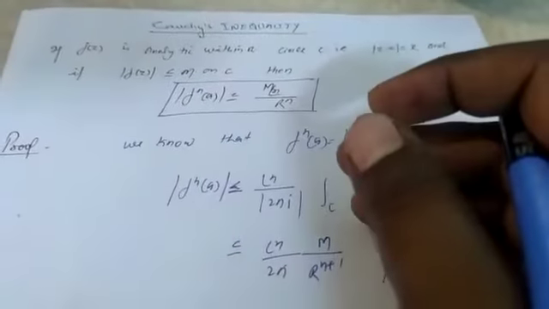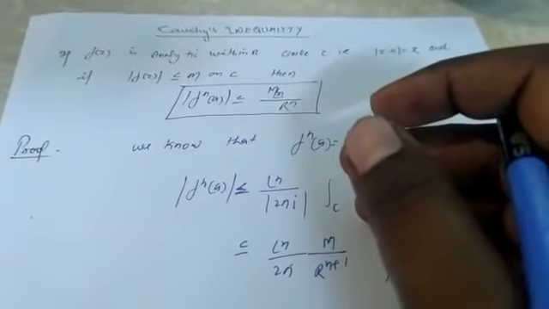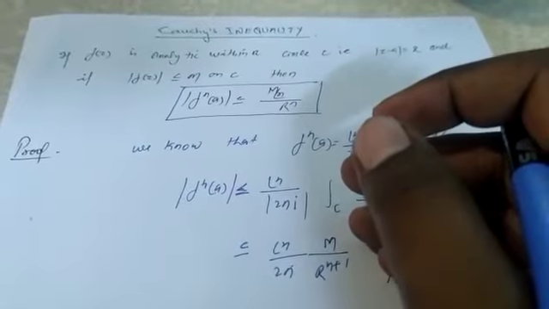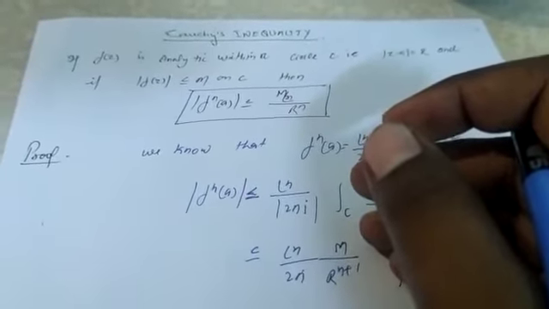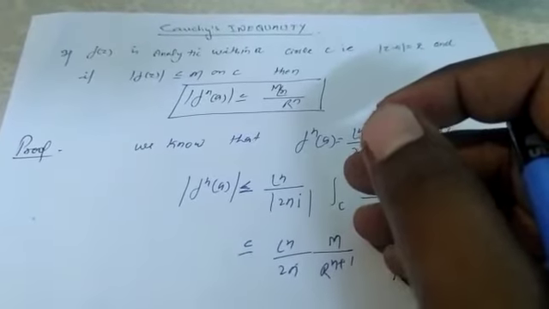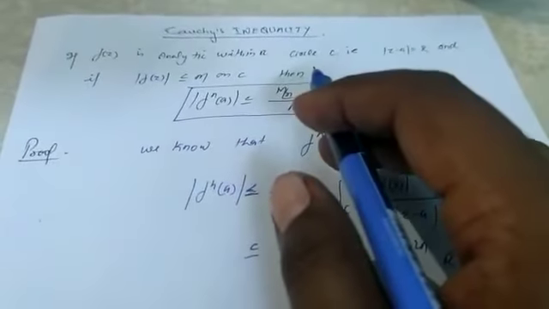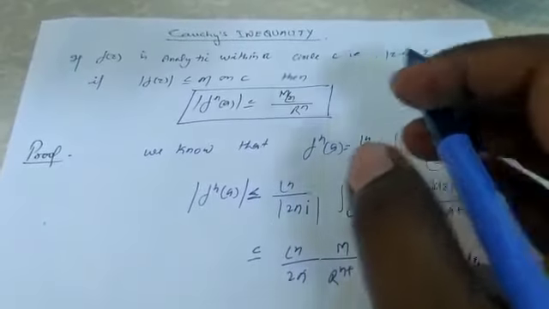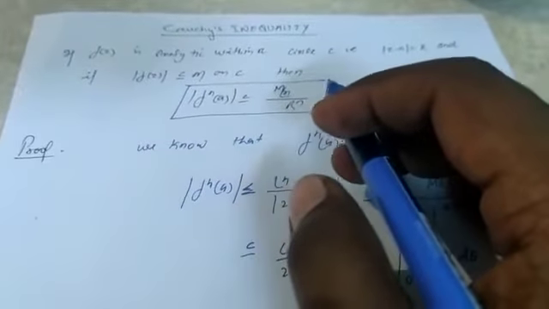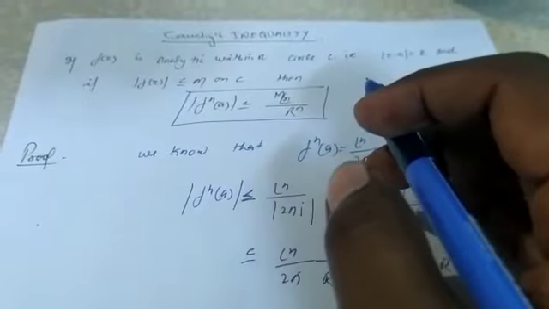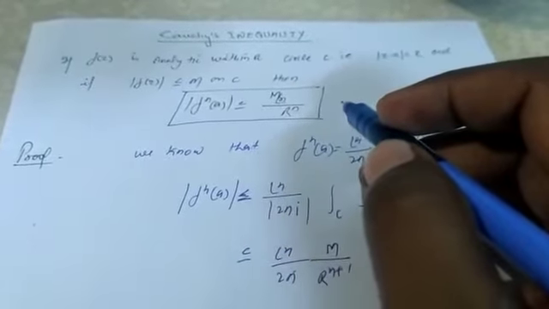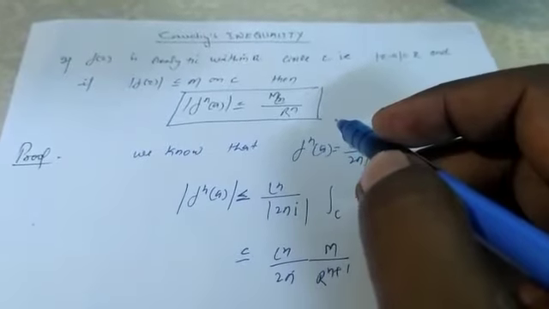Good morning everyone. Today we have discussed the Cauchy inequality. In the previous lecture we discussed the Cauchy integral formula and the Cauchy inequality. If f(z) is analytic within the closed curve C: |z - a| = r, and if |f(z)| ≤ M on C, then |f^n(a)| ≤ M n! / r^n. Prove that.